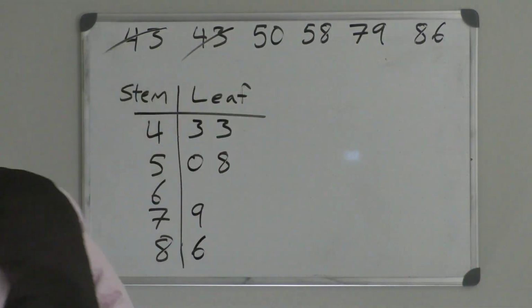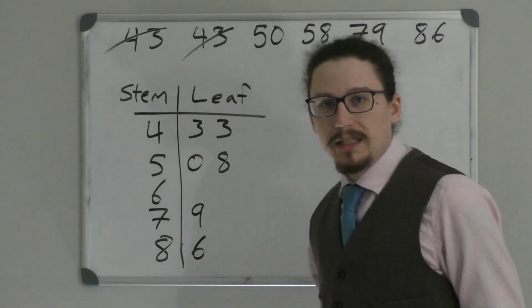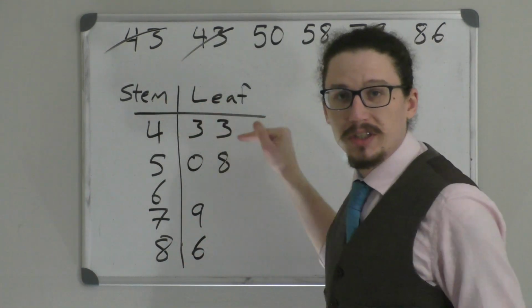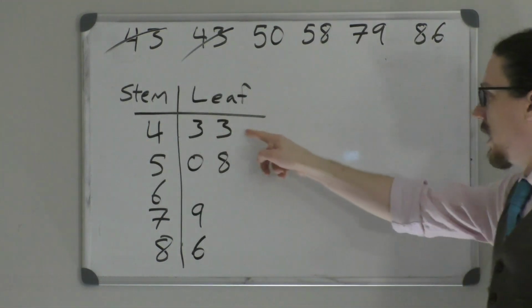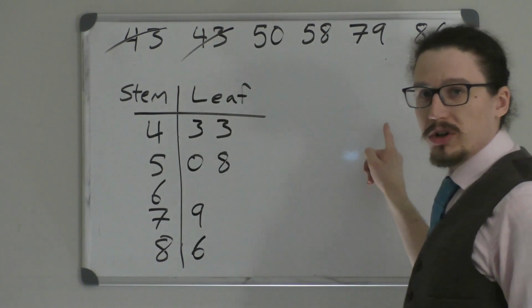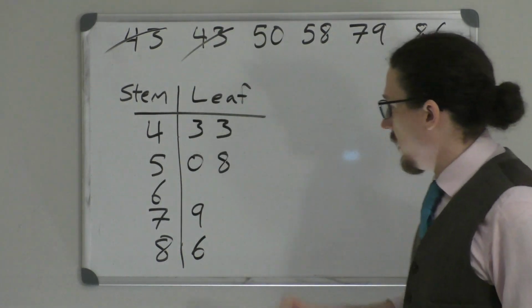What this allows us to do, if we had more data than this it would be a little more apparent, is it does give us an idea of the distribution. If we have a bunch of stuff in the 40s, this leaf line is going to keep going out, and we're going to see, oh, there's a lot of data in the 40s.